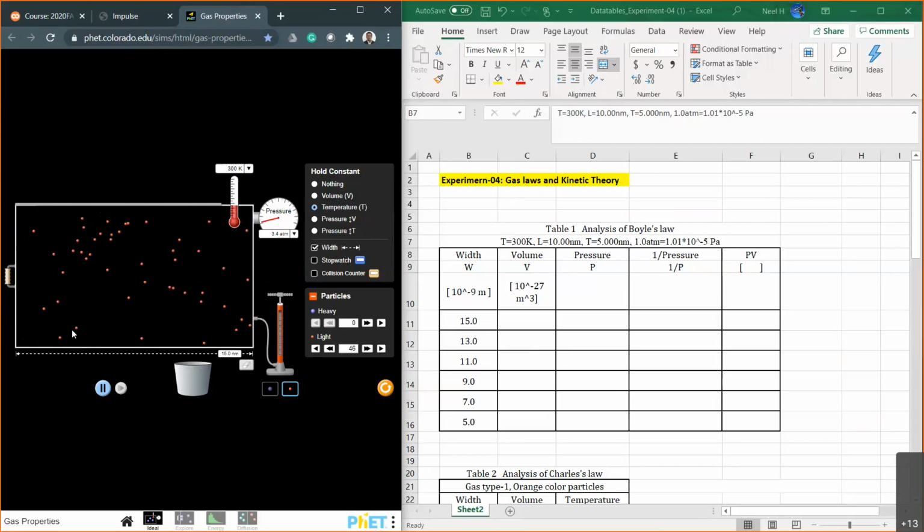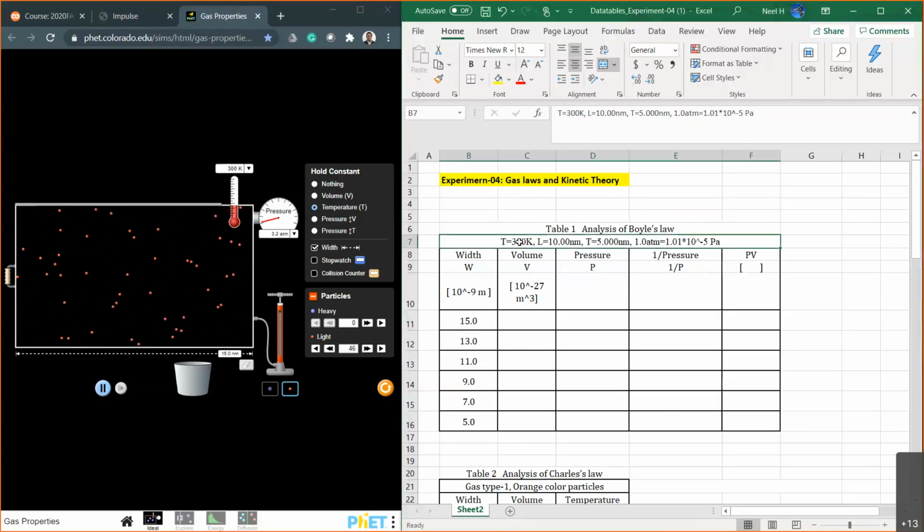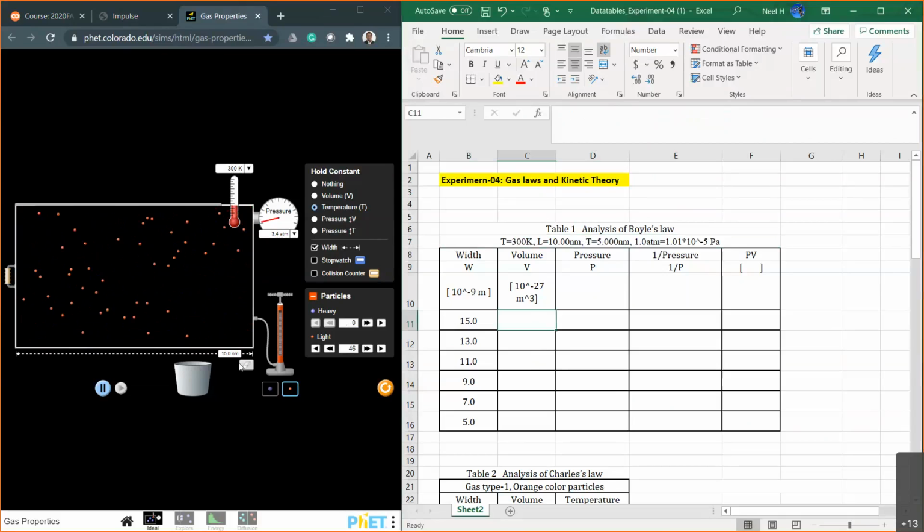Question. Temperature is fine, starting at 300. Length and thickness we assume stay constant, and then we're changing only volume by changing the width, okay?